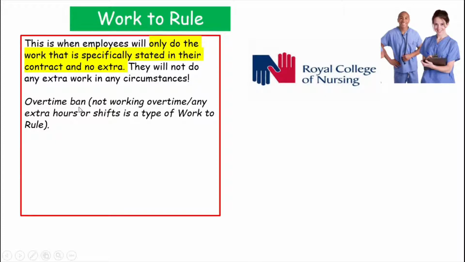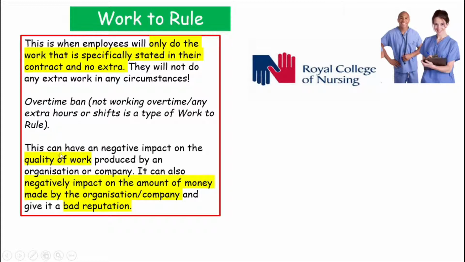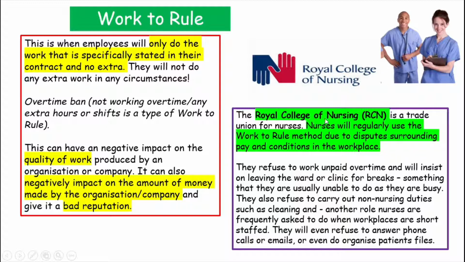It's worth noting that overtime ban, which is an example we looked at on the previous slide, is a type of work to rule. This can have a negative impact on the quality of work produced by an organisation or company. It can also negatively impact on the amount of money made by the organisation or company and give it a bad reputation. The case study involves the Royal College of Nursing, which is a trade union for nurses.